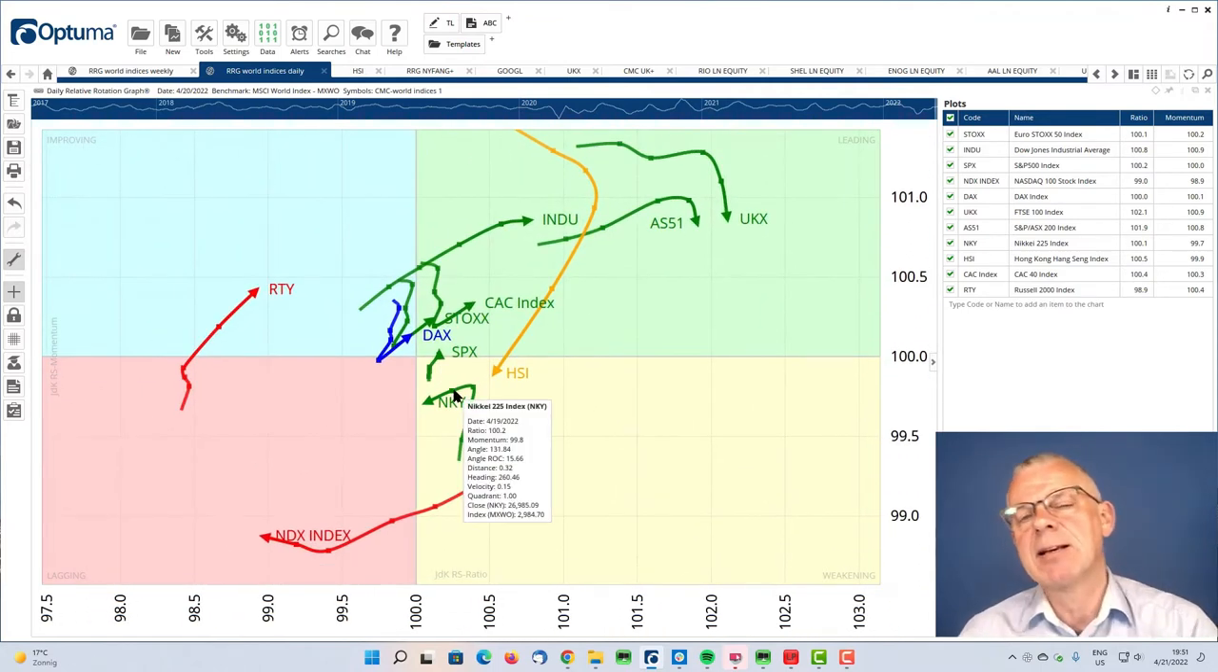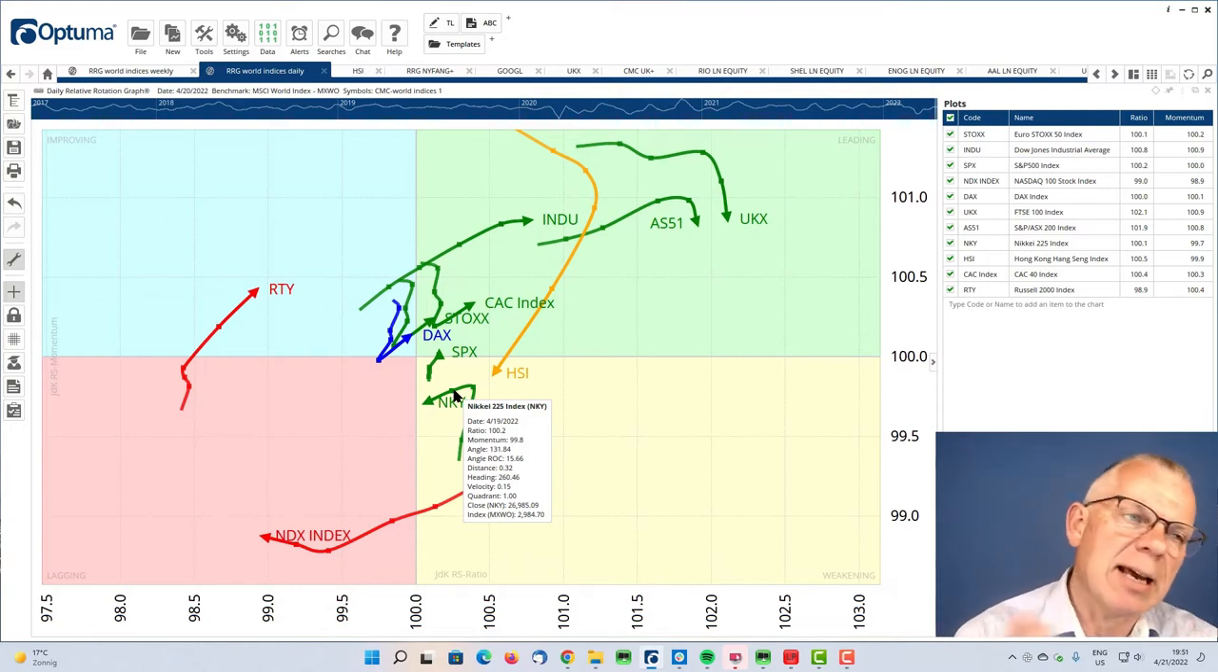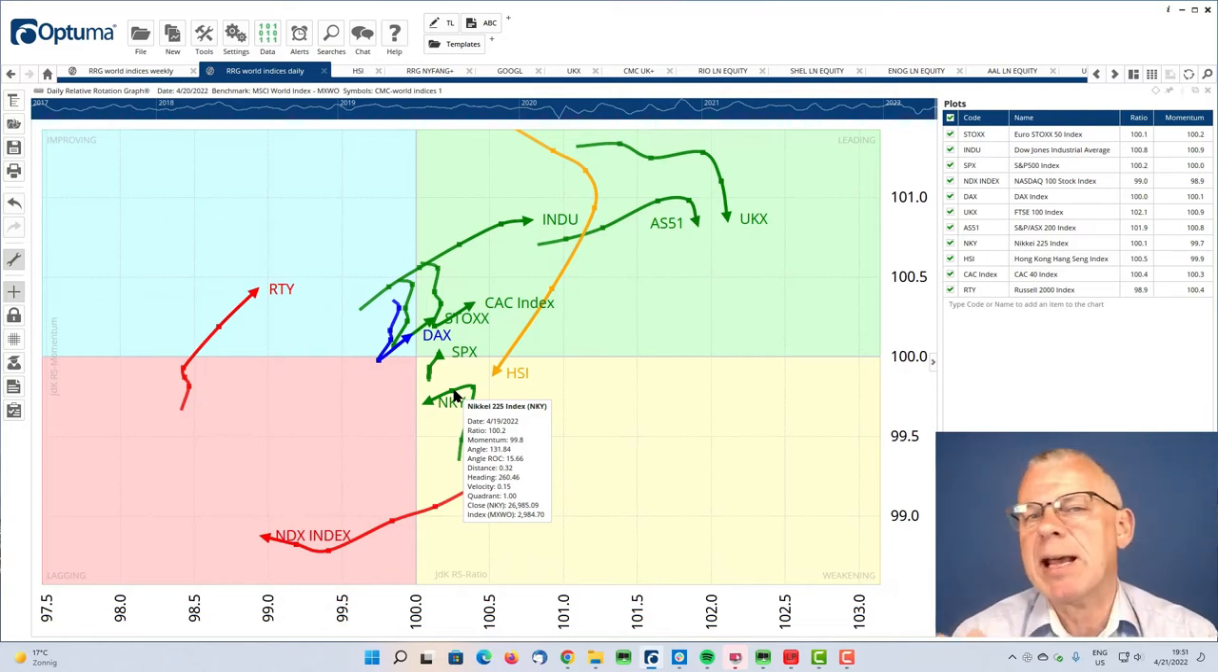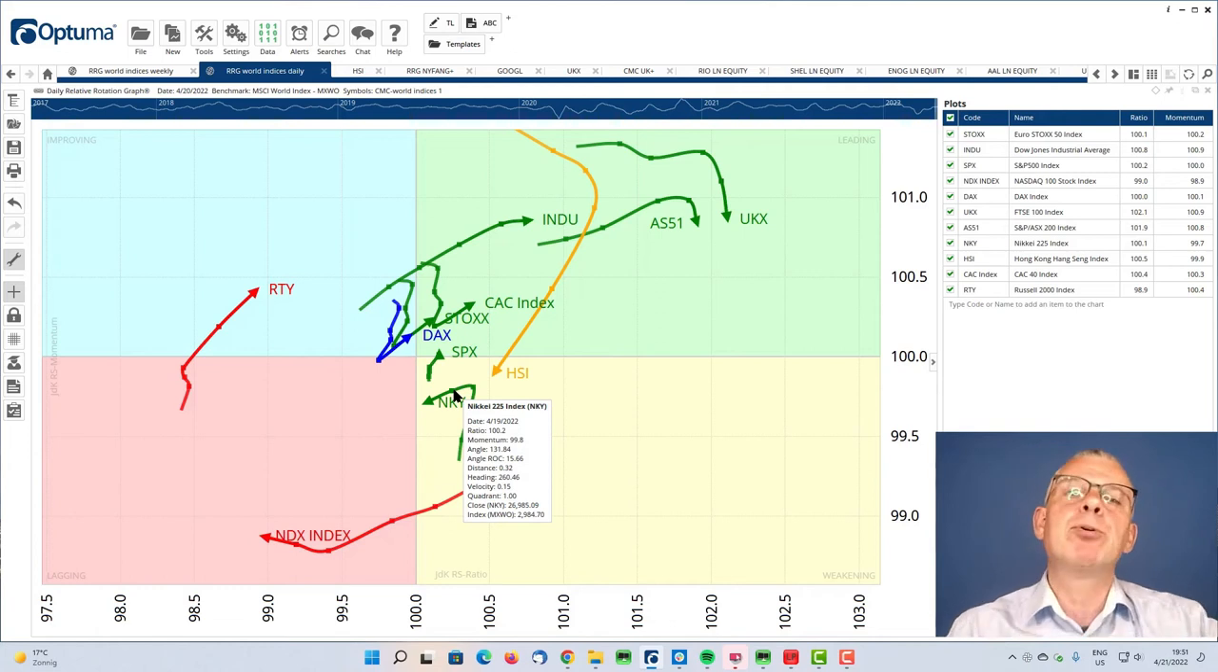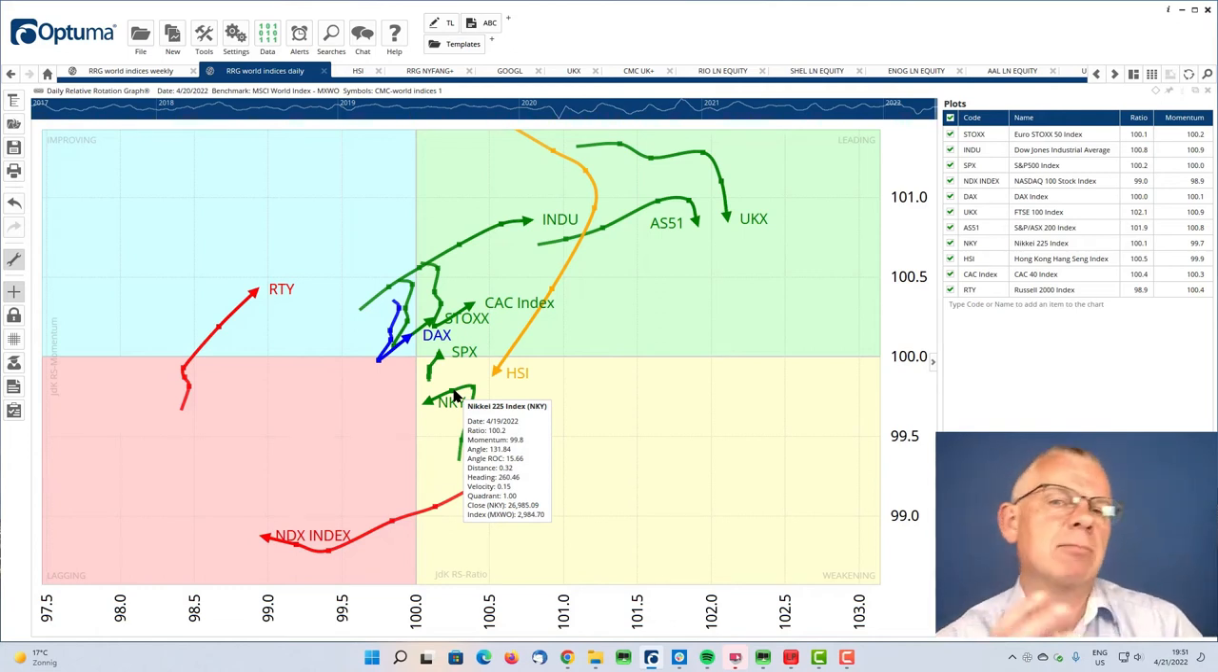And that means that both tails on the daily and the weekly RRG are now getting back in sync and pushing the market in the same direction. And in this case, that's down. It's down in relative strength.